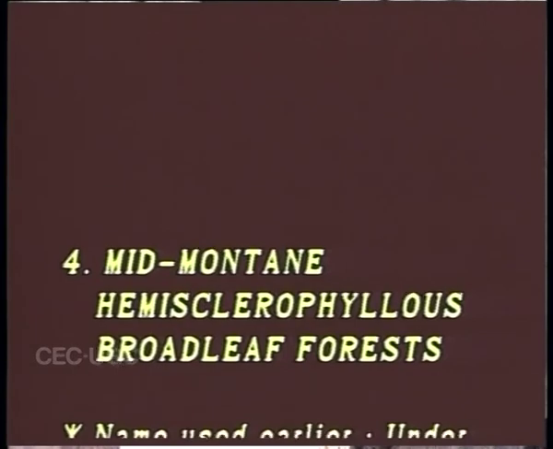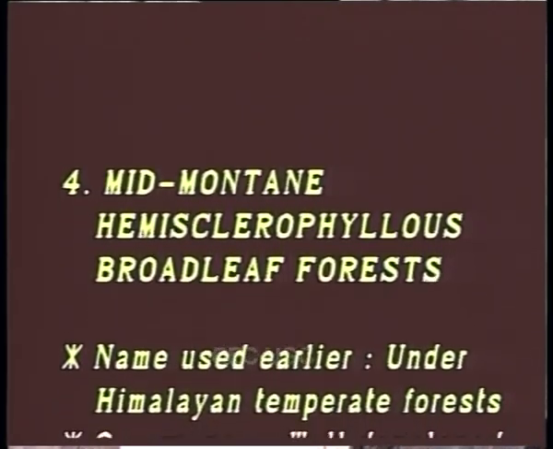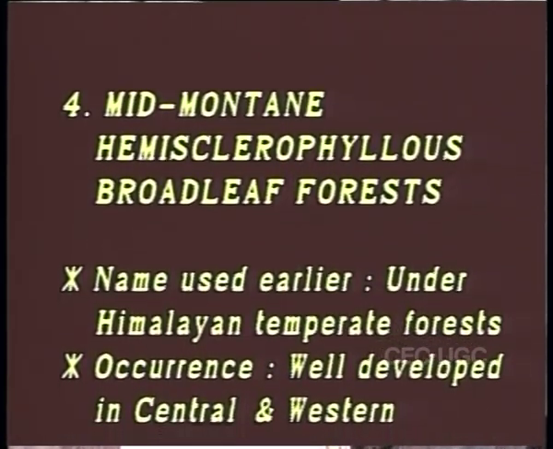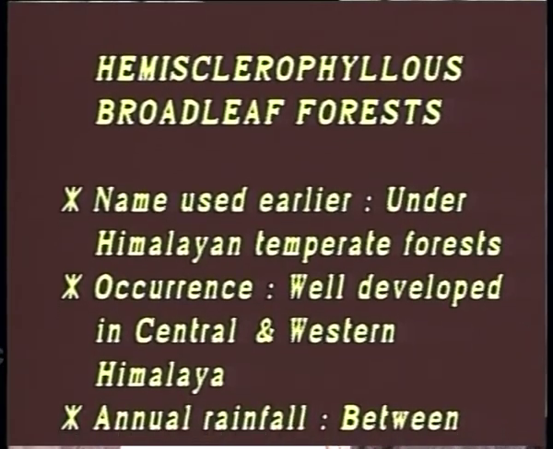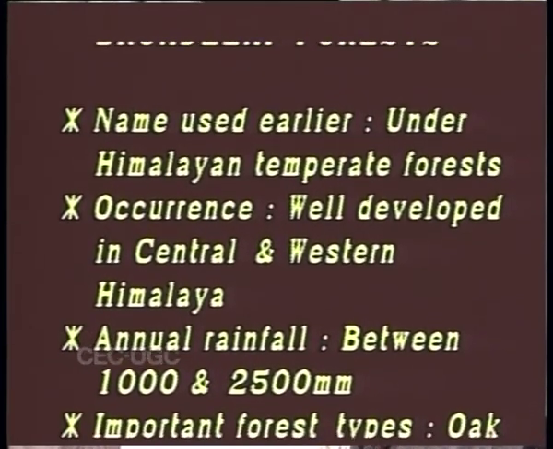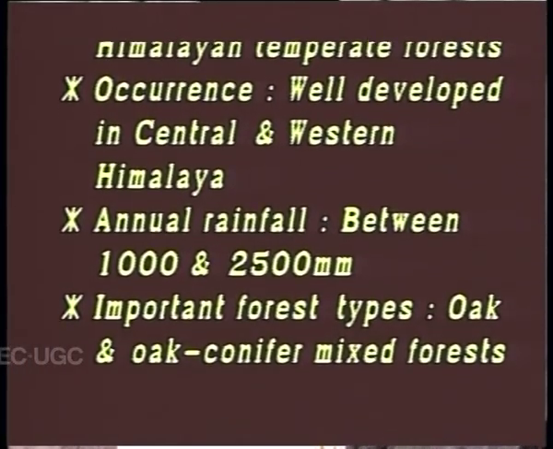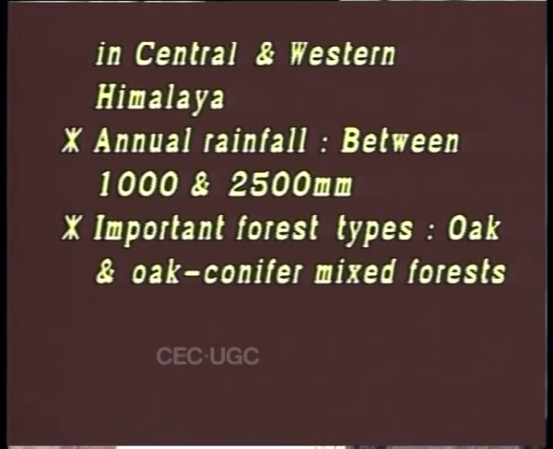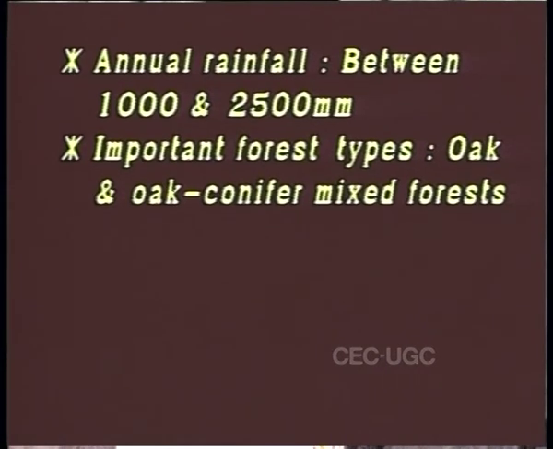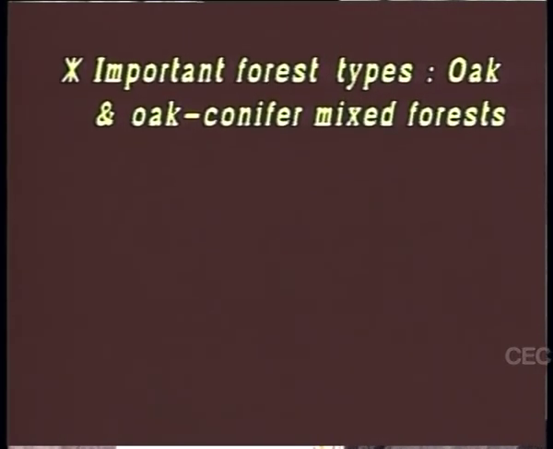Mid-montane hemisclerophyllous broadleaf forests. Name used earlier, Himalayan temperate forests. Occurrence: well developed in central and western Himalaya. Annual rainfall between 1000 and 2500 millimeters. Important forest types: oak and oak conifer mixed forests.